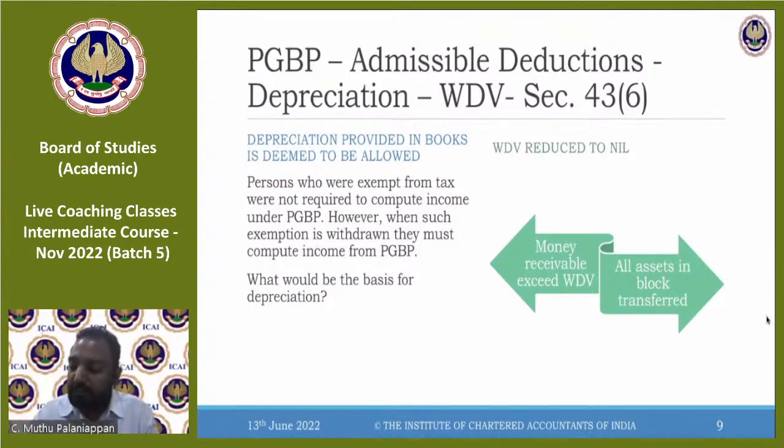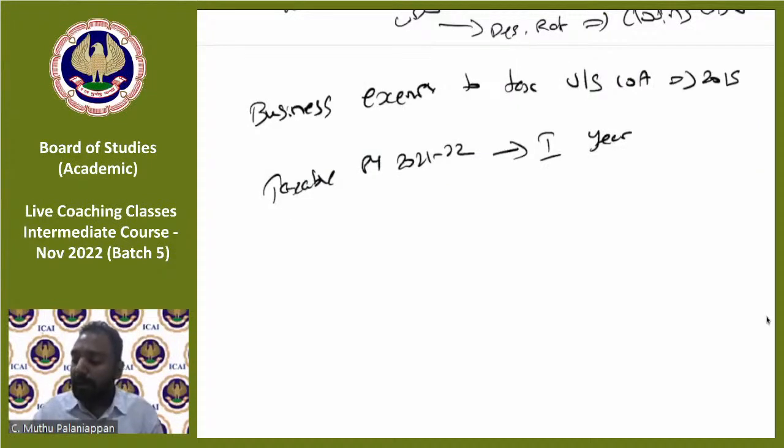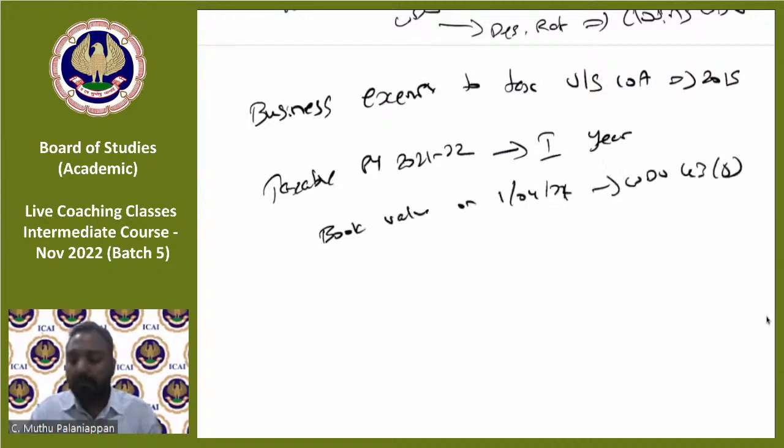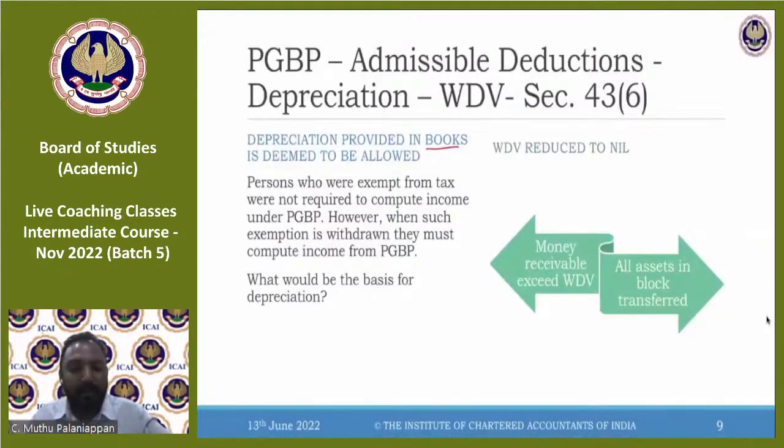Whatever you have provided as depreciation in the books of account shall be deemed to be the WDV for income tax purposes. So the book value on 1st April 2021 will be the WDV under section 43(6). Why? Because 43(6) is what talks about WDV, and it says if it is relating to an exempt business, you must treat the book value as the opening WDV.